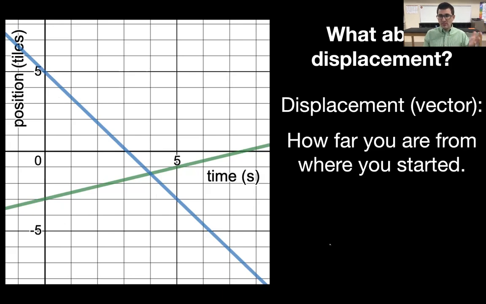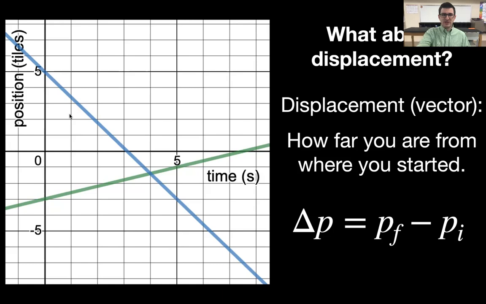So remember, displacement is how far you are from where you started. And we can find that using a simple formula, which is just the final position, -3, minus the initial position, 5. -3 minus 5 is going to give us -8. So this is just the equation to do exactly what we just talked about.